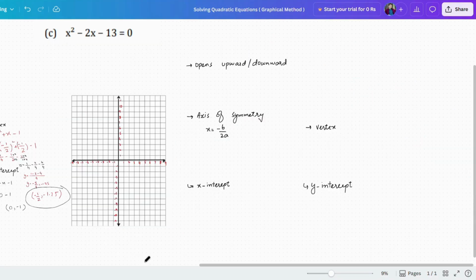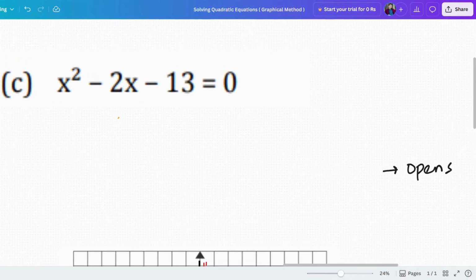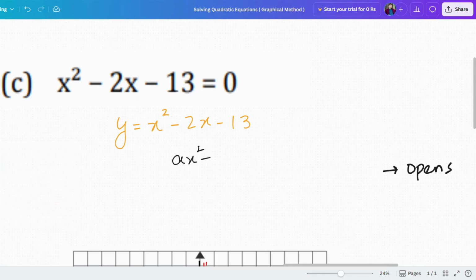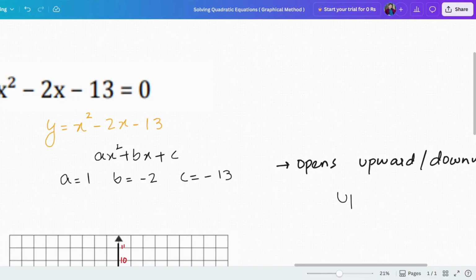Okay, so let's just move towards the third question that we have. For this one, let's just start solving it. So first of all, I will put y equals x square minus 2x minus 13. Okay, if you compare it with the general form of quadratic equation, which is ax square plus bx plus c, we will get a equals 1, b equals negative 2, and c equals negative 13. So as we can see, a is positive, right? So it means the parabola will be opening upward.